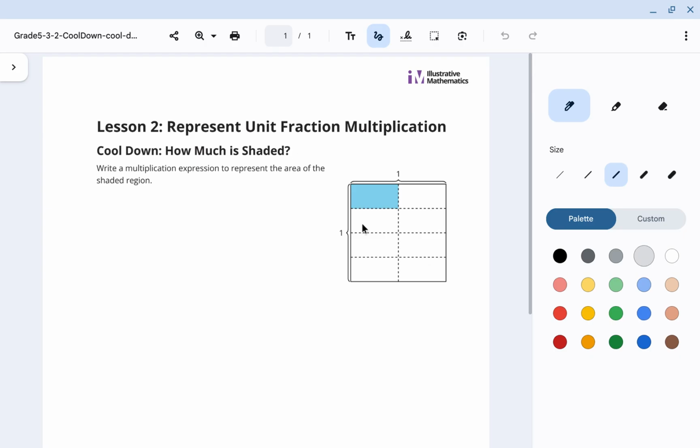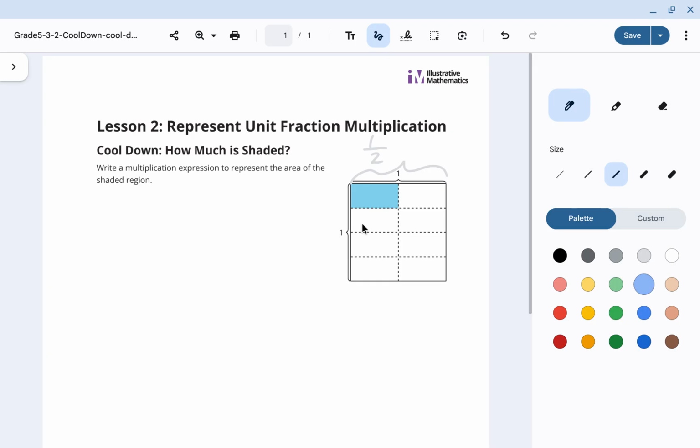So the first thing that I'm going to do is consider how many columns the whole is broken into. Well, how many columns do I see? I see that it is broken into 2 columns. The denominator of a fraction is always how many parts our whole is broken into. So our whole is broken into 2 columns. And how many of those columns have blue shading? 1 of those 2 columns has blue shading. So within the vertical divide of this rectangle, I actually see 1/2.